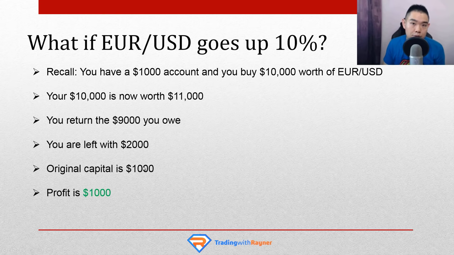So if you think about this, what if the spread now is 1 pip? Can you see how much of a difference this makes? If the spread is one pip, the cost to you is just $10. See what I mean by having a wide spread and a tight spread? The higher the spread, the more expensive your transaction cost is going to be. The lower the spread, the cheaper your transaction cost is going to be.